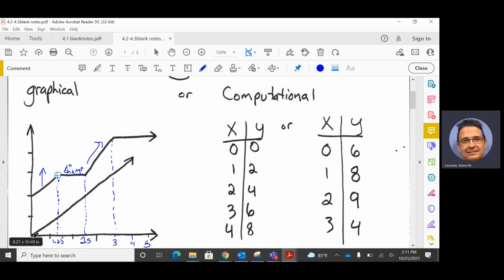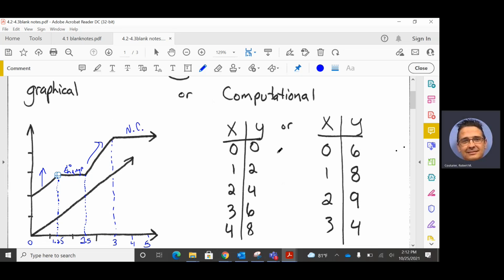So yeah, from 0 to 1.5, we have an increasing. There's no change whatsoever from 1.25 to 2.5. And then from 2.5 to 3, it's increasing again. And then from here on out, again, there's no change.